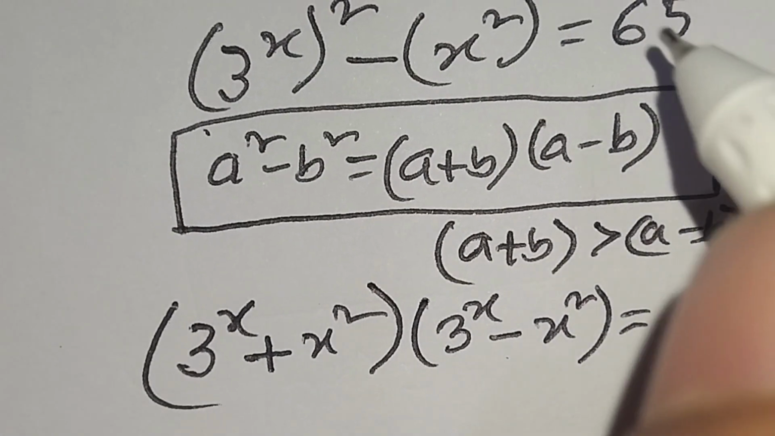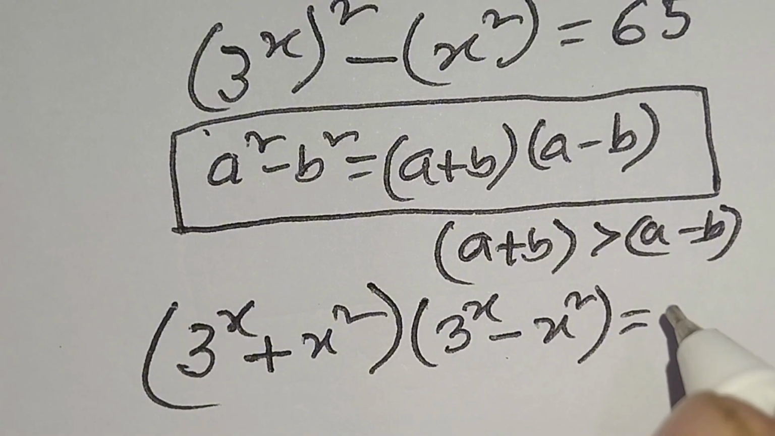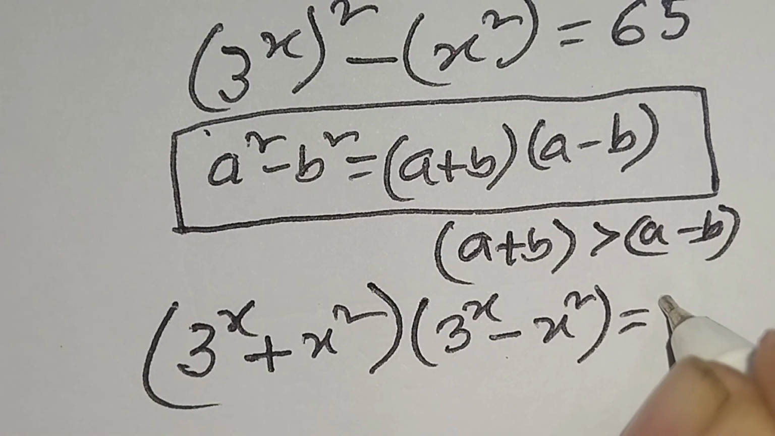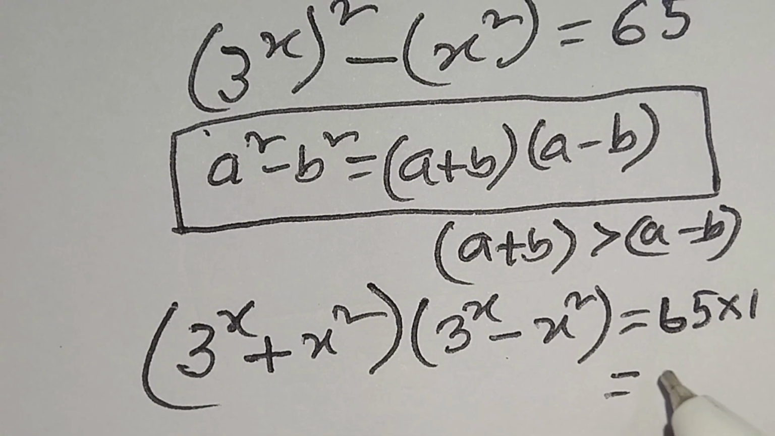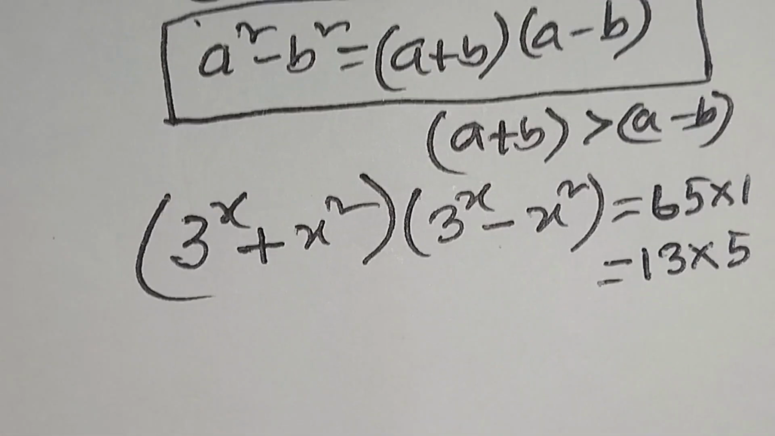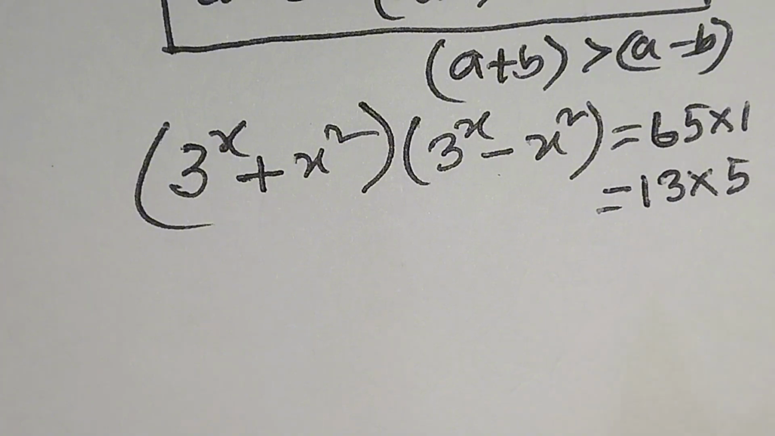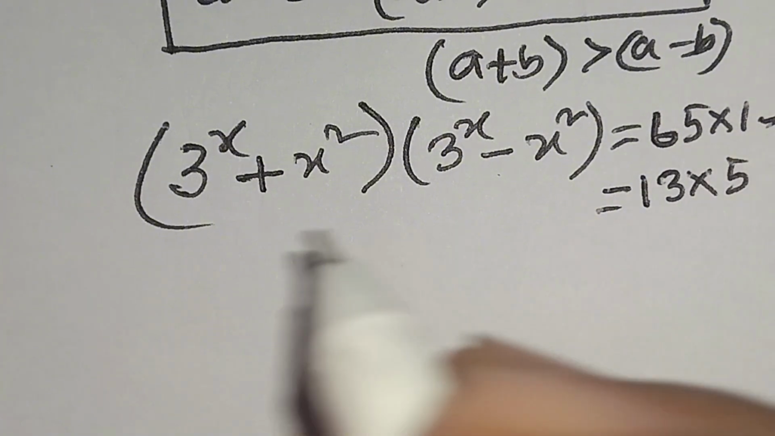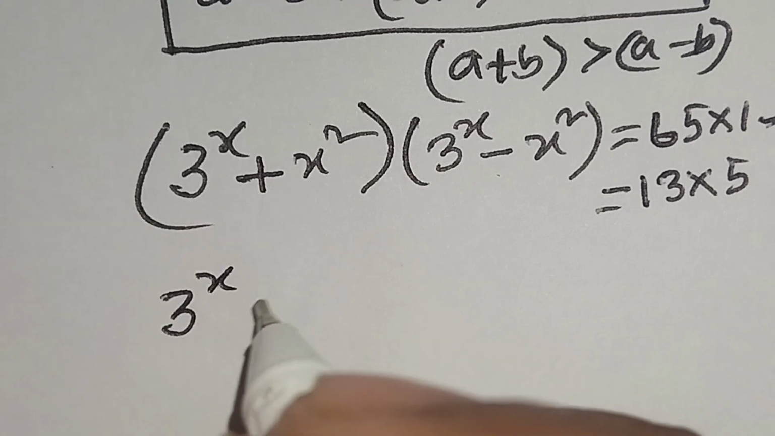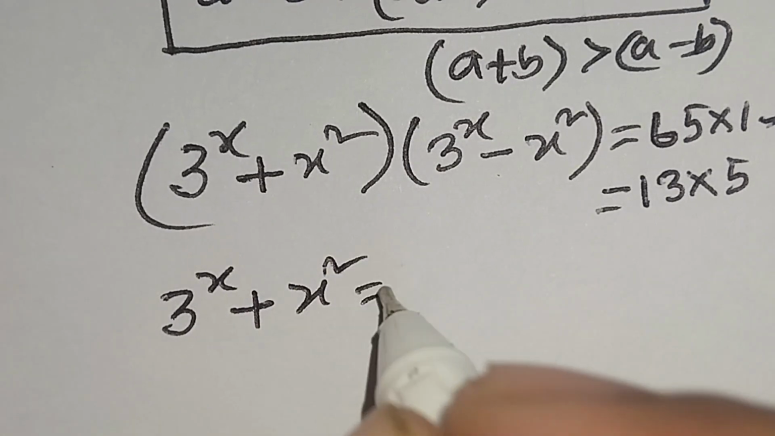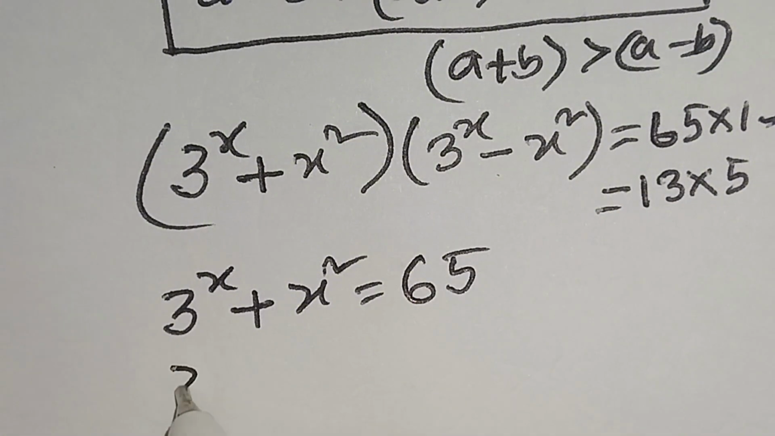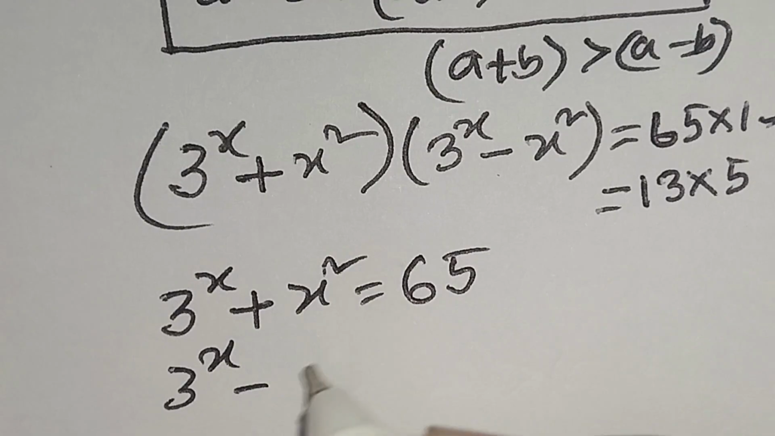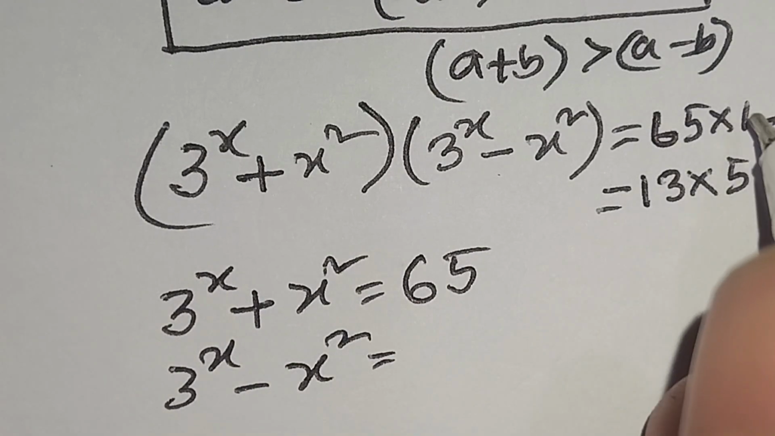We can write this 65 as 65 times 1 and 13 times 5. At first, for this case, we can write 3 to the power x plus this x square is equal to this 65, and this 3 to the power x minus this x square is equal to this 1.